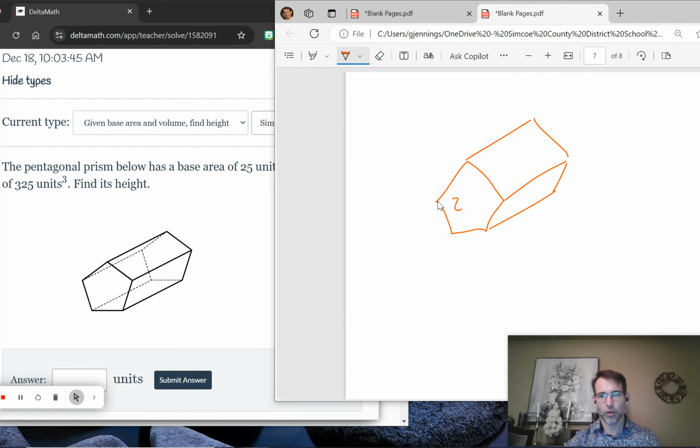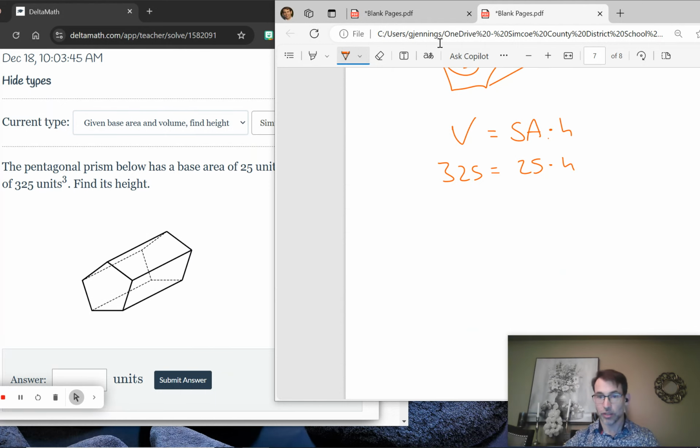And this is 25 units on this face, and we don't know the depth or its height. They're saying height, okay? I'll call it height, fine. But I do know that the volume is equal to the surface area of the base multiplied by the height. I'm told the volume. It's 325, and that's equal to 25 times the height.